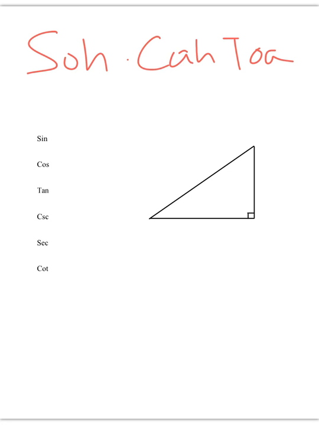So if I have a triangle right here, and this is my theta, we'll mark that as our theta. This is our opposite leg, this is our adjacent leg, and this is our hypotenuse. Sine is going to be opposite over hypotenuse. Cosine is going to be adjacent over hypotenuse. Tangent is going to be opposite over adjacent, and we will review these soon.